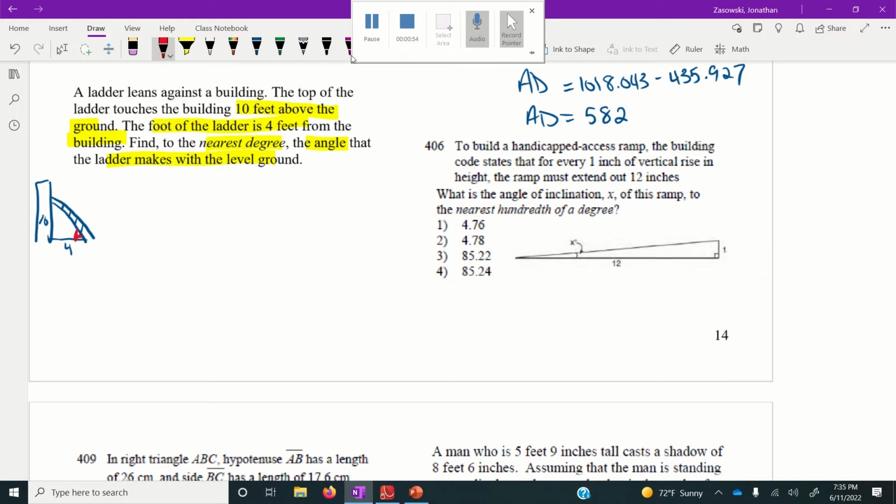Now, once again, it's a right triangle, because it's a building straight up and down. Whenever we're looking for an angle or using an angle, that's going to be our SOH CAH TOA. So we find our angle, label our sides. We have opposite and adjacent, so we're going to use tangent. Tangent of the angle, which we can call x, is equal to the opposite 10 over the adjacent 4. To get rid of the tangent, we're going to use the tangent inverse.